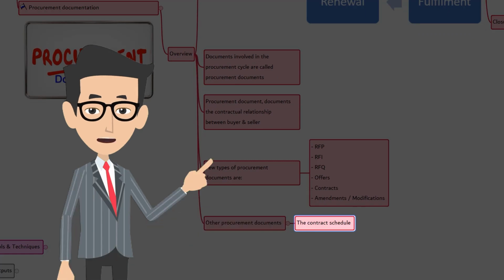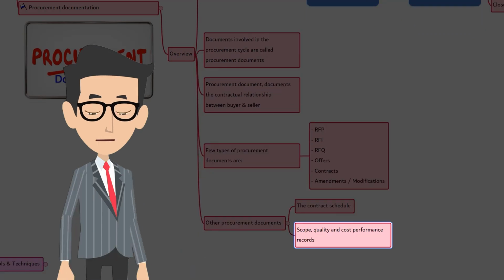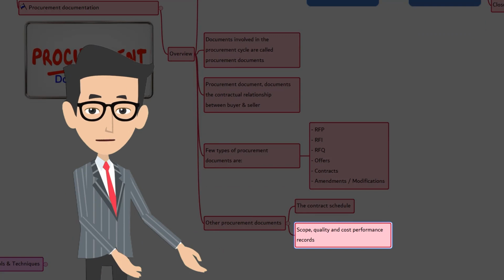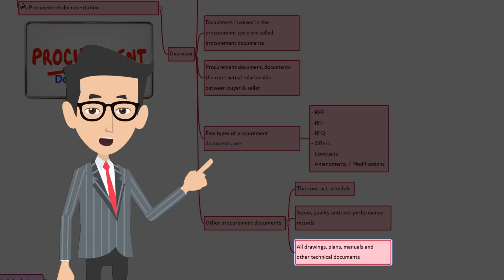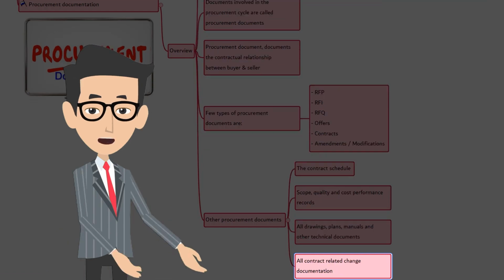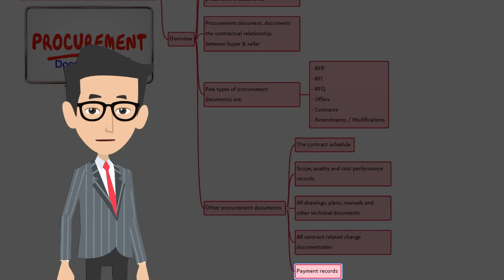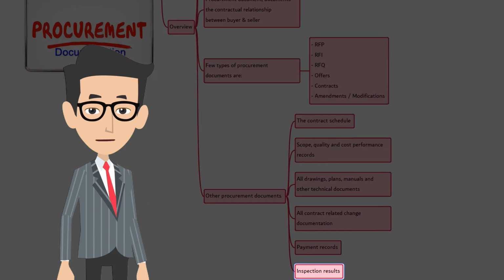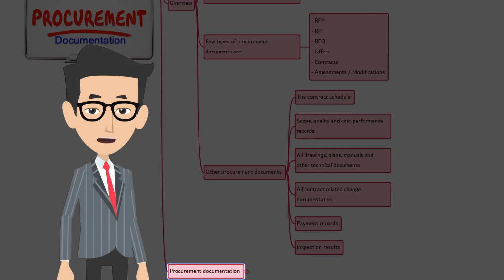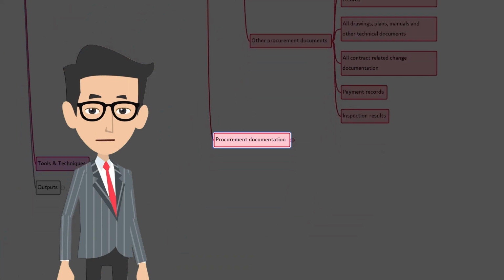The contract, schedule, scope, quality, and cost performance records, all drawings, plans, manuals, and other technical documents, all contract-related change documentation, payment records, and inspection results. All right, now look at how the procurement documents play their role in the current context.